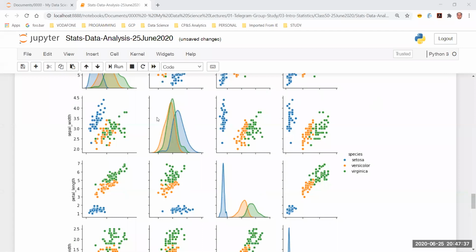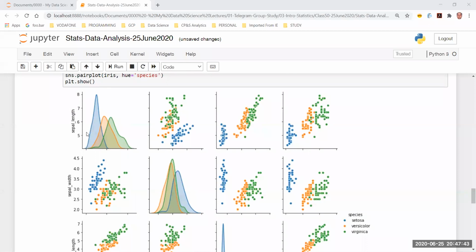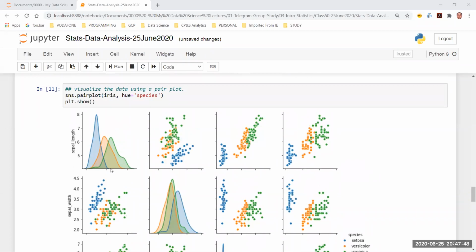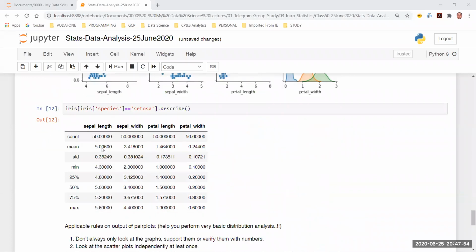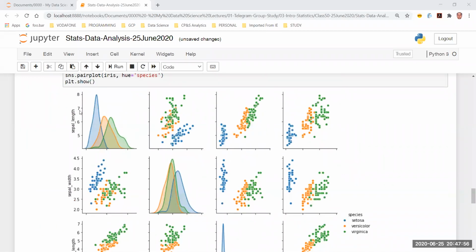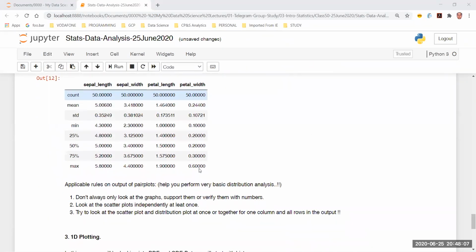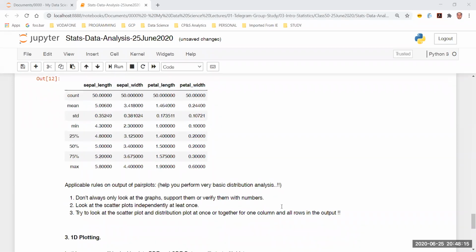And then we have seen some problems with the distribution, because the distribution shown on the pair plots is actually a combination of the distributions that we see over here. So it's not really an exact probability distribution function. So it may or may not concur with the data that we have, because it's kind of a comparison. Each and every distribution which you see, let's say the one relevant to sepal length, is basis the sepal length and the sepal width and the petal length and the petal width. So in that way, things change, and that's why we must not always look only into the graphs. We have to support them and verify them with the numbers. Then we have to look at the scatter plots independently at least once.